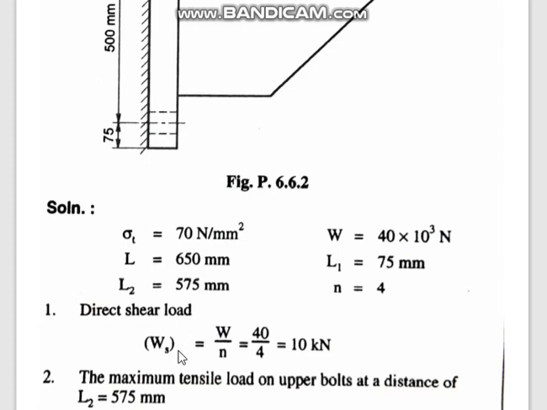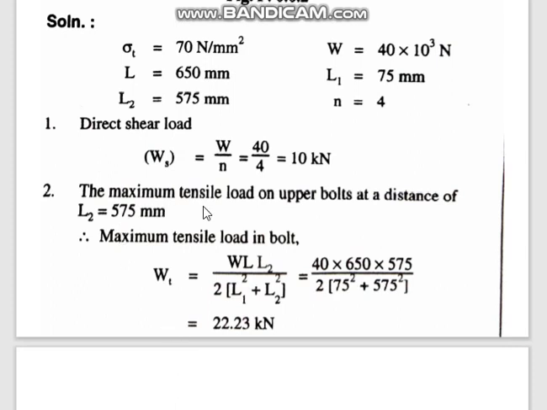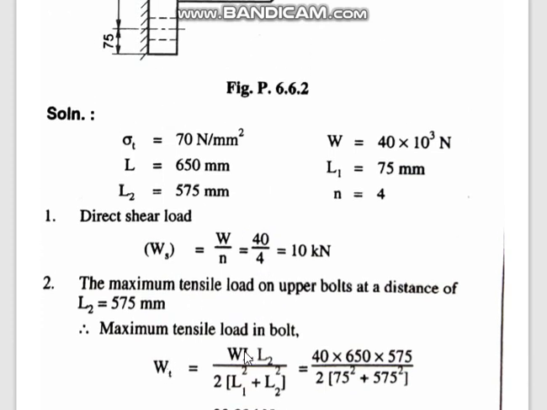But because of the eccentricity, tilting takes place, and the maximum tensile load arises. The shear load is equal in all four, whereas the tensile load is not equal in all four. Upper bolts will have more tensile stress. That is what we call the maximum tensile load on the upper bolts, and the lower bolts will have the minimum tensile load. We need not bother about the minimum tensile load; only where the maximum is, we should find out and design there. The minimum will take care of itself. So the maximum tensile load, WT, on the upper bolts is equal to this small w into L2. Small w is WL upon 2 into L1 square plus L2 square. This is the equation that we have derived.